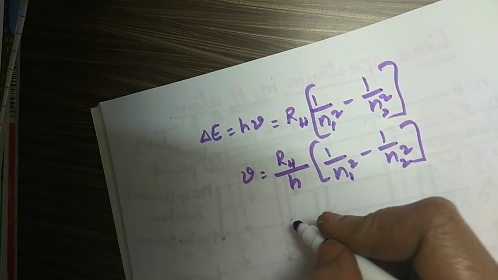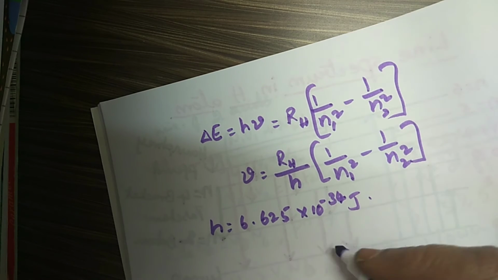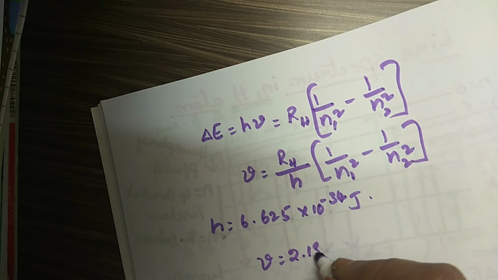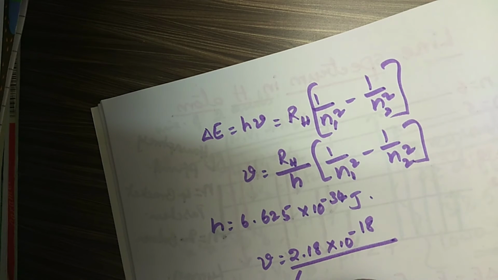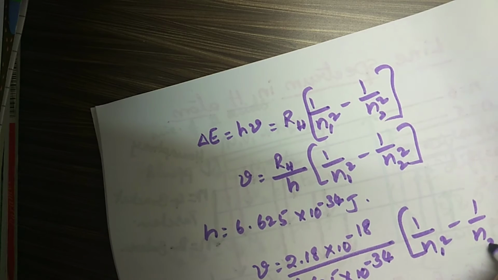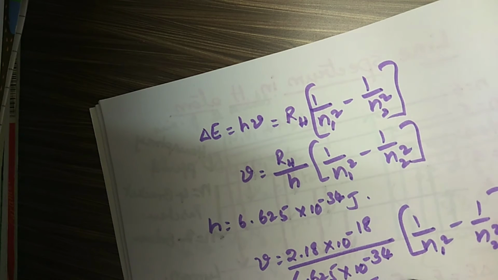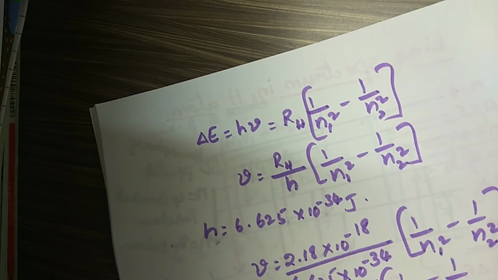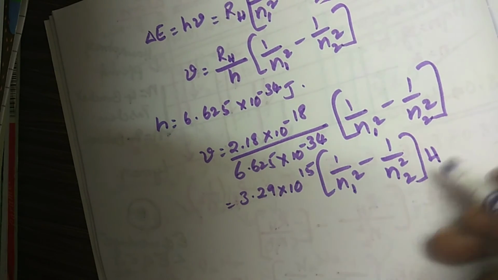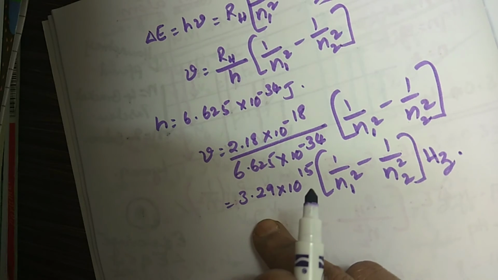What is the value of Planck's constant? H is equal to 6.625 into 10 power minus 34 joule second. So if we substitute this value here, what is the RH value? RH value is 2.18 into 10 power minus 18 divided by 6.625 into 10 power minus 34, into 1 by N1 square minus 1 by N2 square, right? Now on simplification we get 3.29 into 10 power 15 into 1 by N1 square minus 1 by N2 square, right? This is in hertz because the unit of frequency is hertz. So this is the frequency of the emitted photon in hertz.